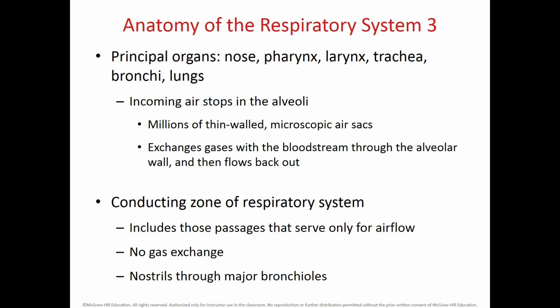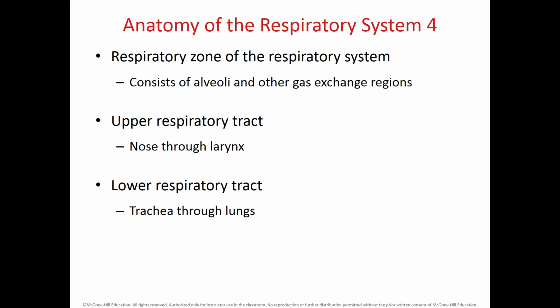Now, within the respiratory system, physiologically speaking, we have two zones. One can conduct only the gases, but we don't have gas exchange. And this will be called the conducting zone or anatomical dead space. This zone goes from the nose up to the major bronchioles. And then we have this second zone that is known as the respiratory zone, in which we have gas exchange. And this consists of the alveoli and other gas exchange regions.